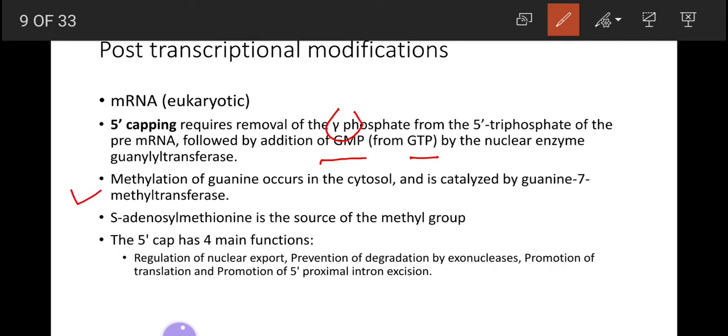The second step is methylation of guanine, which often occurs in the cytosol, and this is catalyzed by guanine 7-methyltransferase. S-adenosyl methionine is the source of the methyl group. Why has this 5' cap been added, or what are the functions of 5' capping? It regulates nuclear export, it prevents degradation by exonucleases, promotes translation, and promotes 5' proximal intron excision. So these are the functions provided by the 5' cap.